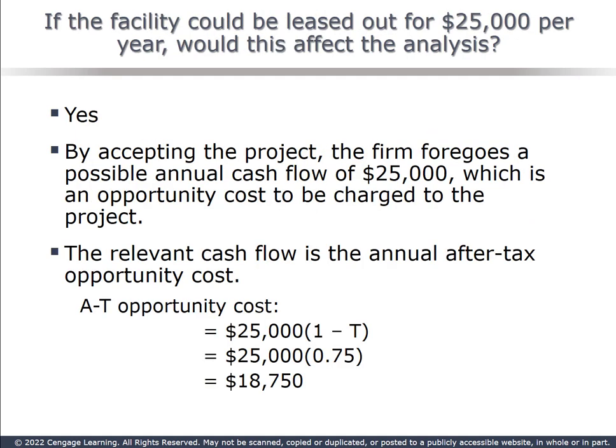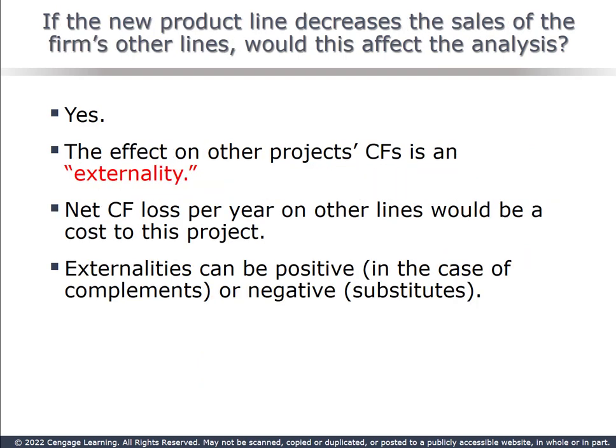What if the facility planned for the project could be leased out for $25,000? This is an opportunity cost and it is relevant. The project should be charged with the cost of the next best alternative. In this case, it would be the after-tax operating cost, $18,750. What if this new product cannibalizes from the firm's current product line? This would be a cost to the project. Remember, we're concerned with the firm with the project minus the firm without it. Externalities can be complements that have a positive effect.